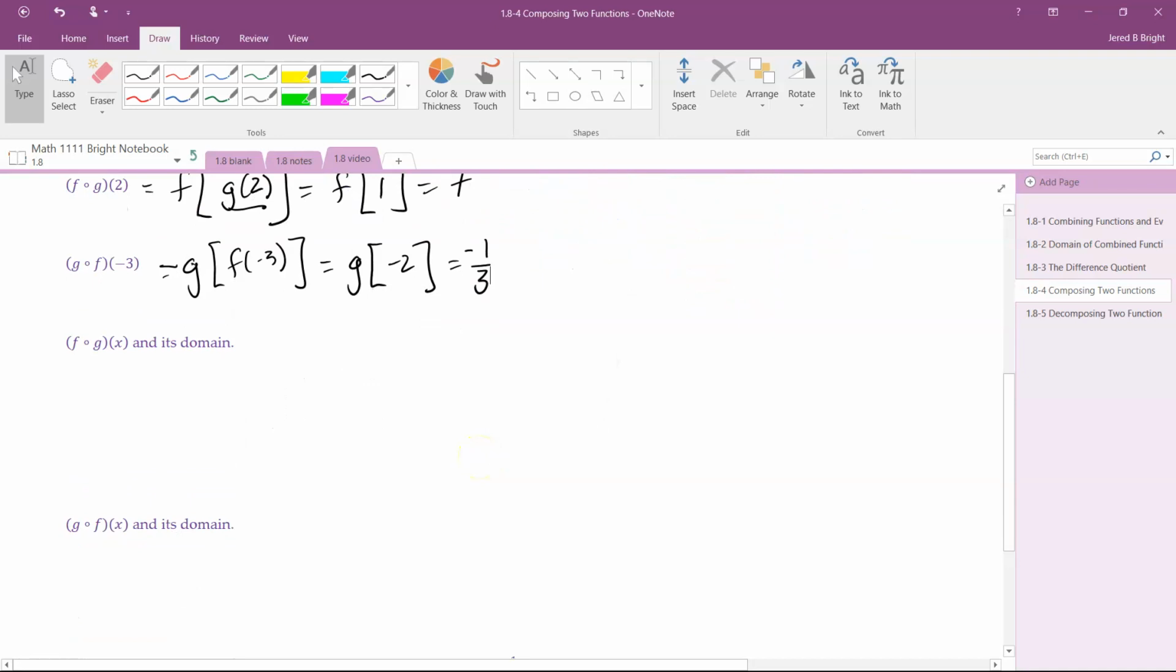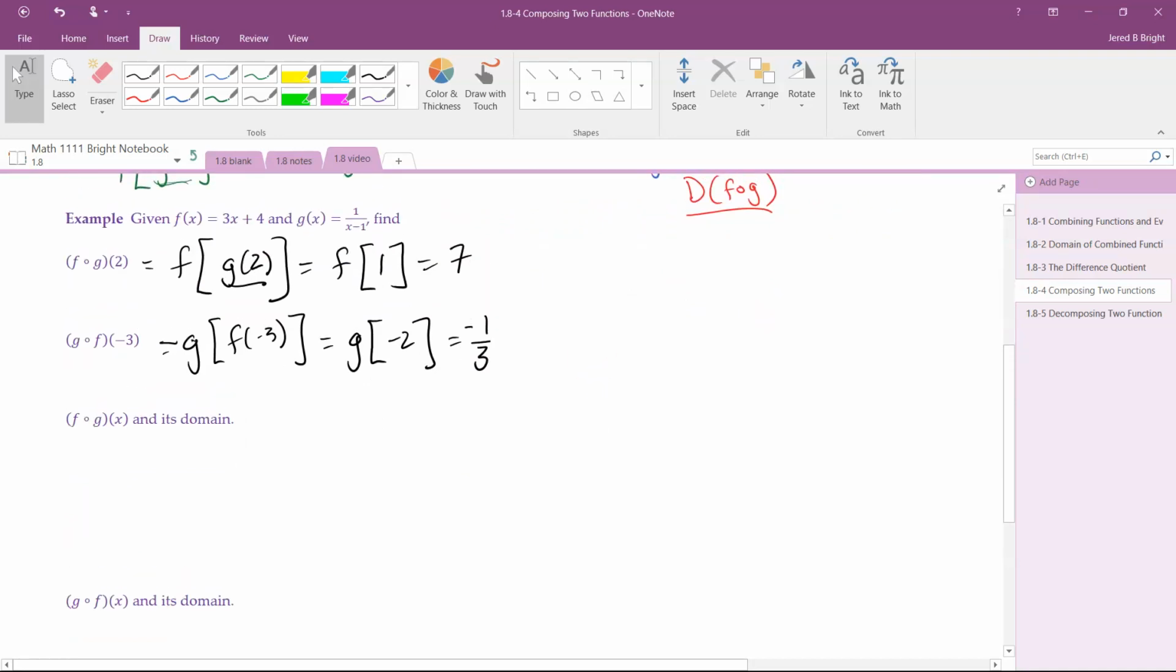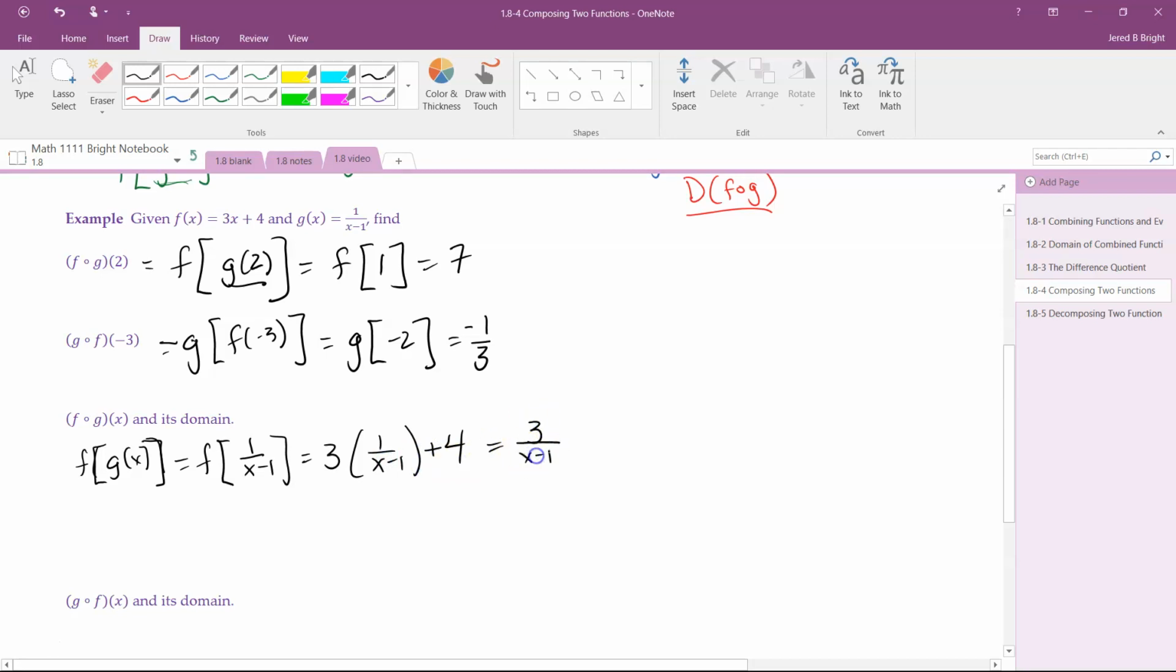Okay, f of g of x and its domain. Now for this one, let's just do the composition first. So if I do f of g of x, this is saying, into the f function, I need to put in 1 over x minus 1, which is going to be 3 times 1 over x minus 1 plus 4, which is going to be 3 over x minus 1 plus 4.